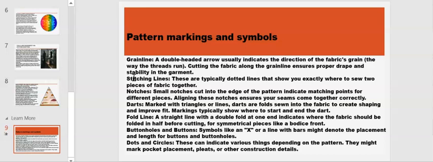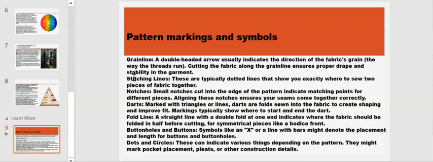Another one is stitching lines. Stitching lines are typically dotted lines that show you exactly where to sew two pieces of fabric together. Another one is the notches. Notches are small cuts in the edge of the pattern that indicate matching points for different pieces. Aligning these notches ensures your seams come together correctly.